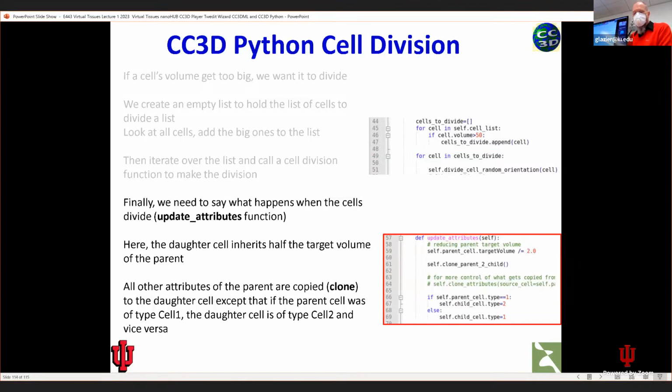And then when we create a new cell, we have to say what happens to it. And we say that the child cell, self.clone parent child, inherits the properties of the parent. Except we divided the volume by 2. We're going to allocate half of the volume of the parent to the child and half to the parent. And then the one little trick we have is we say if the parent was a type 1, the child is a type 2. And if the parent was a type 2, we make the child a type 1. So the colors will alternate. And that's the simulation we ran.